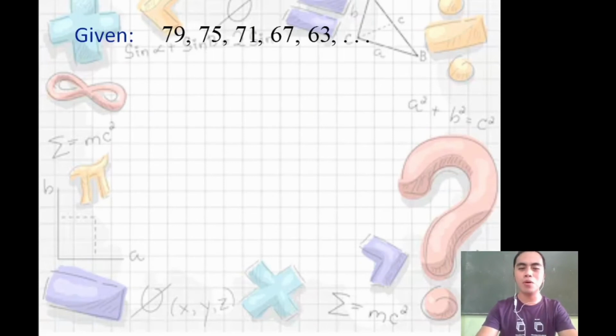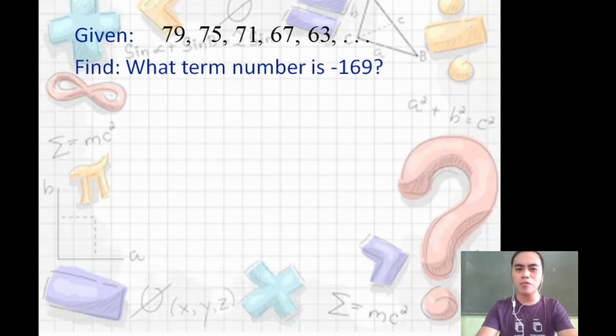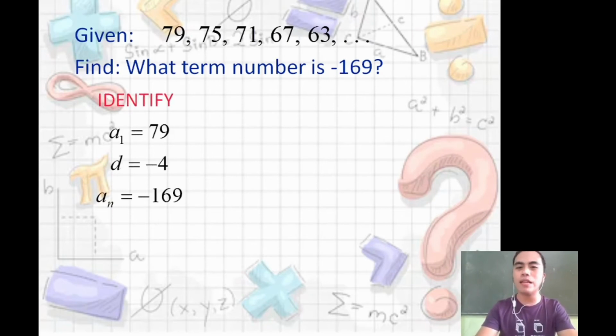Example number 2. 79, 75, 71, 67, and 63. What do you think will be the problem? So you are to find the term number, which is negative 169. So what term number is negative 169 in this sequence? So identify first what the givens are.